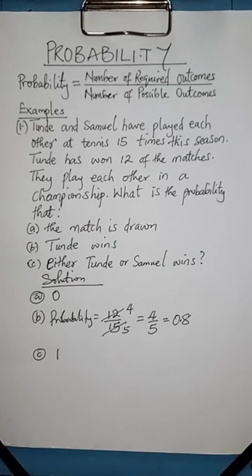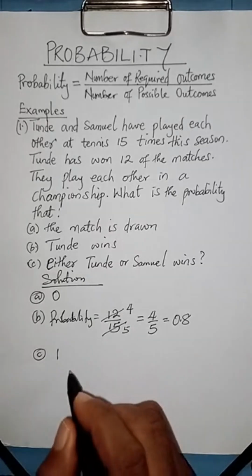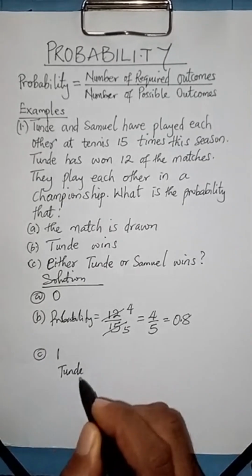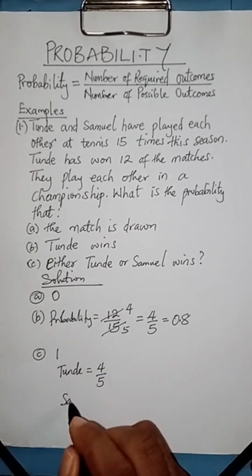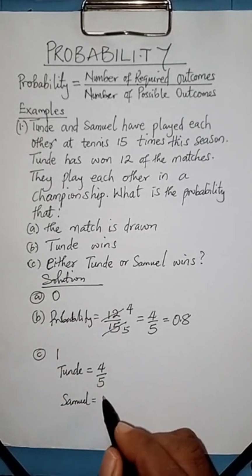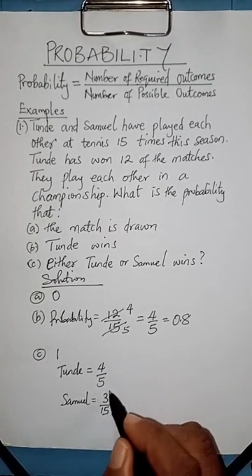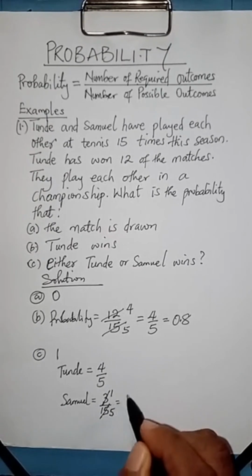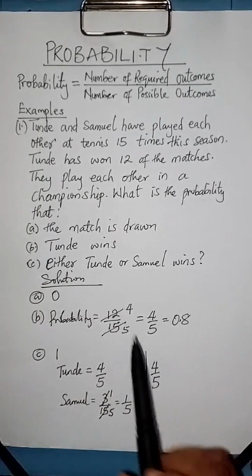But if you're confused about how we got this, there's another way to solve the question. Now, let me show you. First of all, what is the probability that Tunde will win? Remember, that's what we solved in question B. It was 4 over 5. So the probability that Tunde will win is 4 over 5. Now, what is the probability that Samuel will win? Well, remember, based on the question, if Tunde has won 12 times, it means that Samuel has won just 3 times. So it will be 3 out of 15. And this can be simplified to give you 1 out of 5. Now, what is the probability that Tunde wins? It's 4 over 5. Now the question says or.